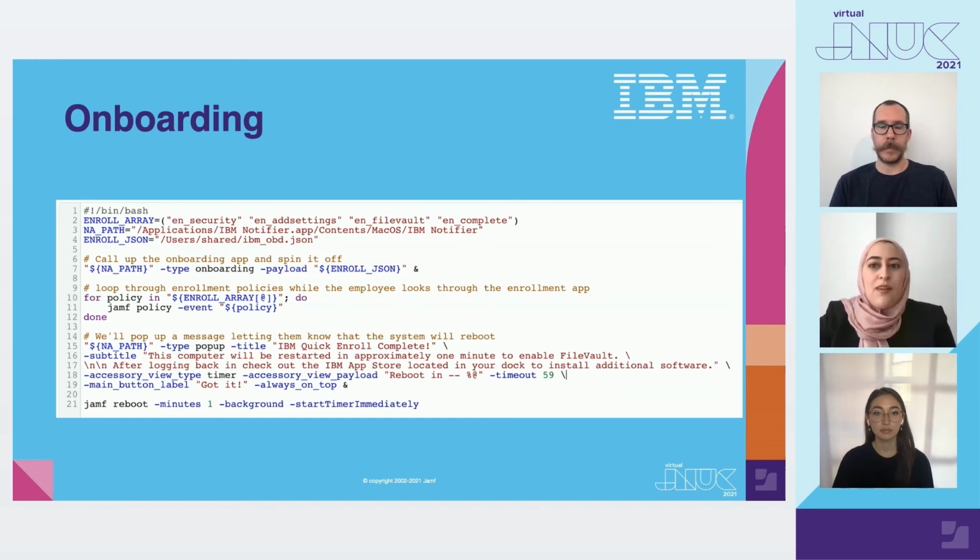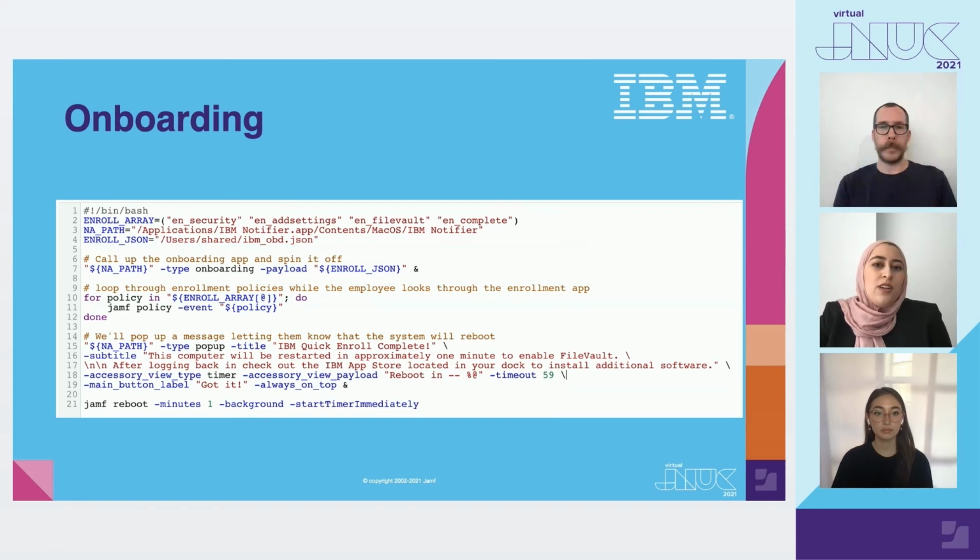At the top, we have some variables defined. On line 2, you can see we have all the policies that we will be triggering in the background while the onboarding experience is running. For our simple enrollment experience, we chose to include enforcing security settings, enabling file vault, and a few others.